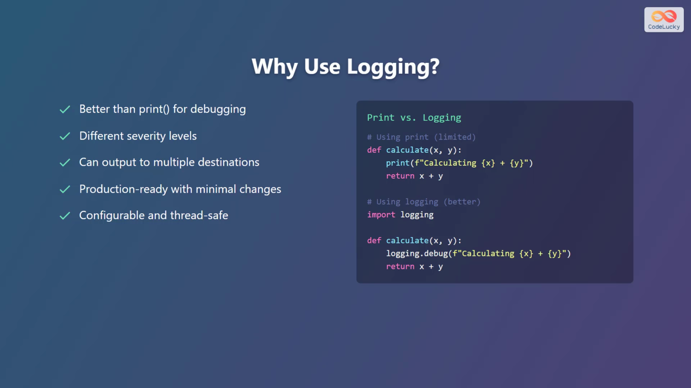Why is logging important? Well, logging is better than using print statements for debugging because logging offers different severity levels, allowing you to categorize your messages. Logging can output to multiple destinations simultaneously, such as files and consoles. Logging configurations can be production-ready with minimal changes. It is configurable and thread-safe, which is crucial for concurrent applications.